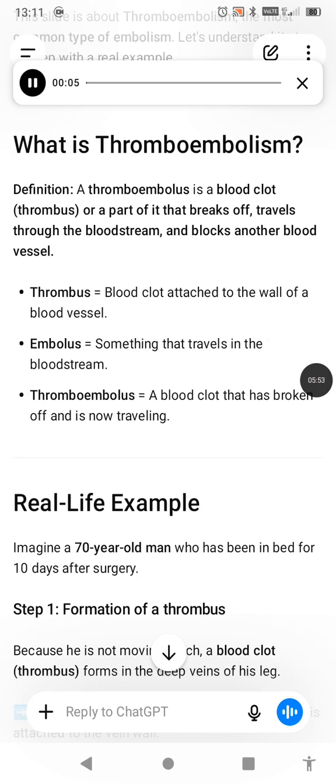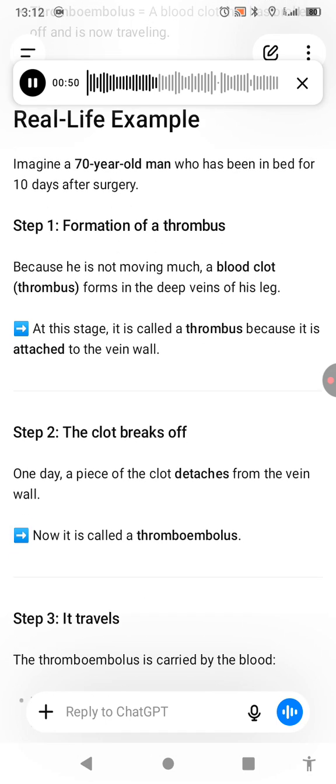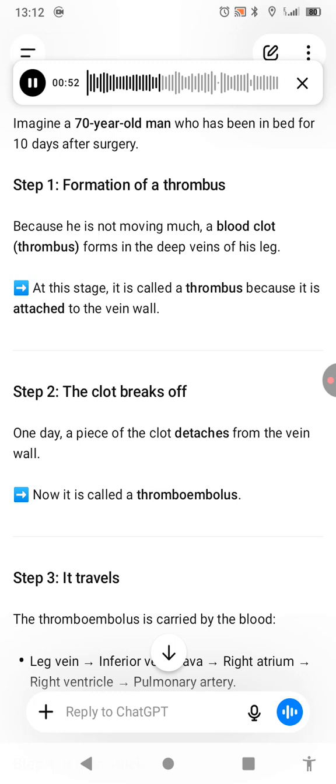Let's understand it step by step with a real example. Definition: a thromboembolus is a blood clot, thrombus, or a part of it that breaks off, travels through the bloodstream, and blocks another blood vessel. Thrombus equals blood clot. Step 1. Formation of a thrombus. Because he is not moving much, a blood clot forms in the deep veins of his leg. At this stage, it is called a thrombus because it is attached to the vein wall. Step 2. The clot breaks off. One day, a piece of the clot detaches from the vein wall. Now it is called a thromboembolus.